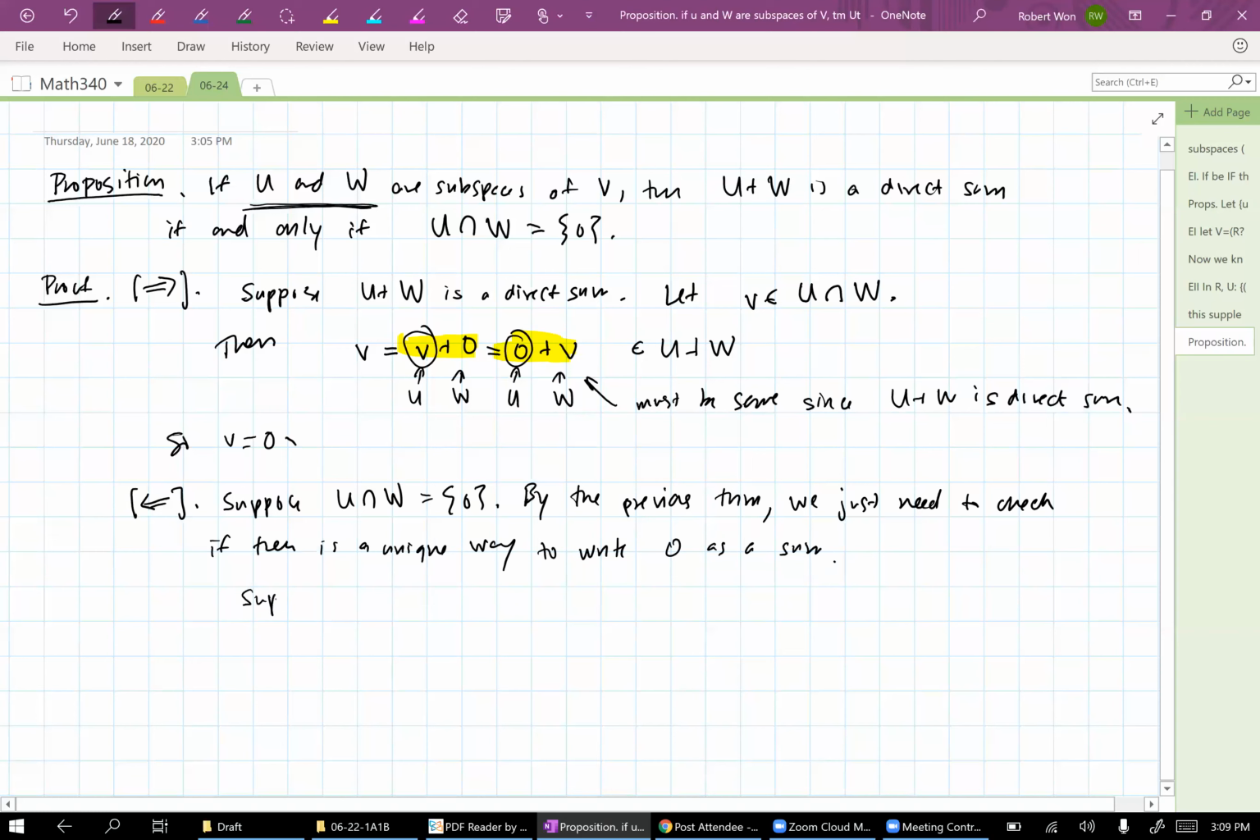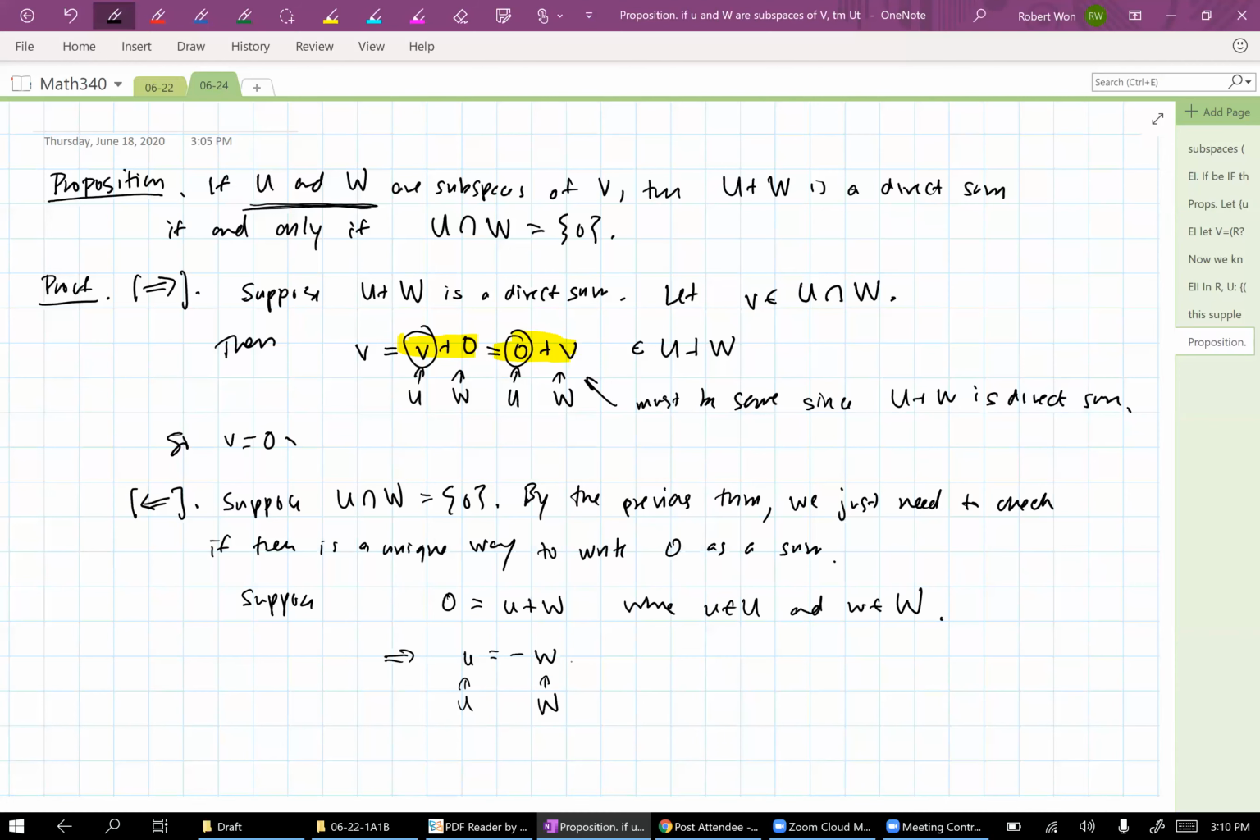Right, so suppose that I write zero as a sum u plus w, where u is in U and w is in W. Well, if u plus w equals zero, this means that u is equal to minus w, right? But now u is in U, but also it's minus w, and w is in W. W is closed under scalar multiplication, so negative w is in W. So actually the whole thing is in W. So this vector is in both W and U, so it's in the intersection.